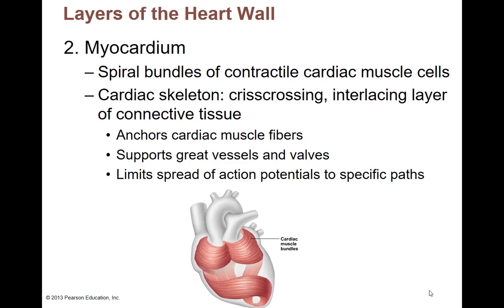And the connective tissue limits the spread of action potentials to specific paths. We'll talk about it today. We know where action potentials start. In lab, you had to label these different parts, starting here, going down the bundle of His and the bundle branches. By having connective tissue around certain areas, it limits action potential movement. An action potential is not going to go from here to here. It follows a very specific path.